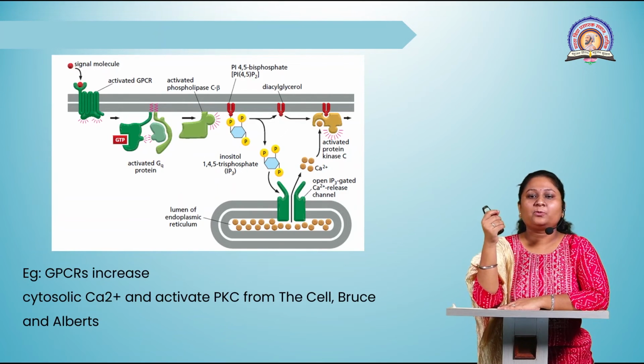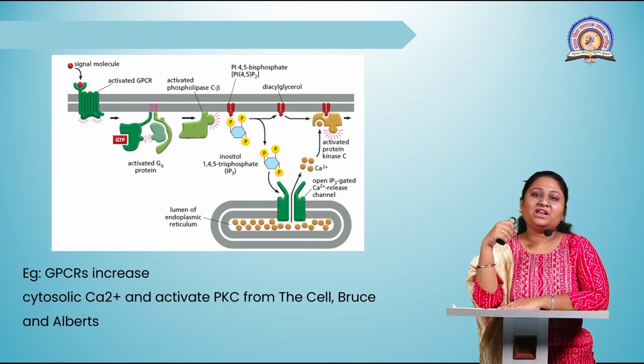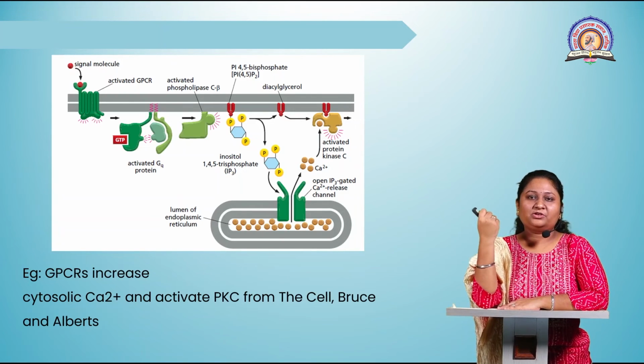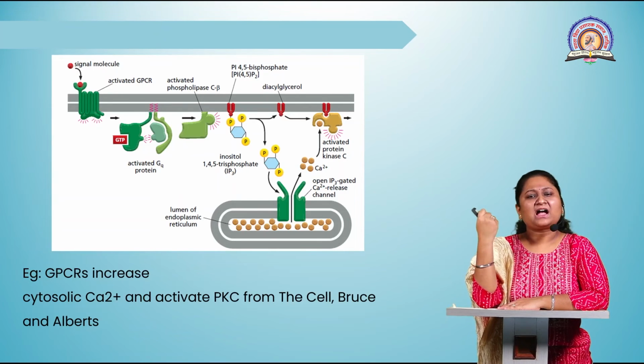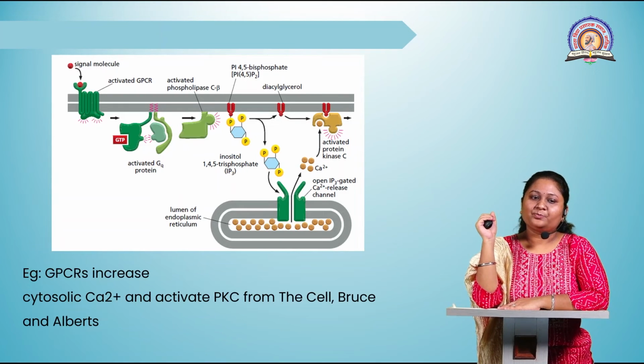and even DAG, that is diacylglycerol, also activates protein kinase, which can bring about another type of cell response. So this is the best example where we can relate how all three types of receptors, that is, your G protein coupled receptors, ion channel receptors, and enzyme linked receptors, can work to bring about different mechanisms in our body. This image I have taken from Cell, by Bruce Alberts. You can refer to it further for detailed study.